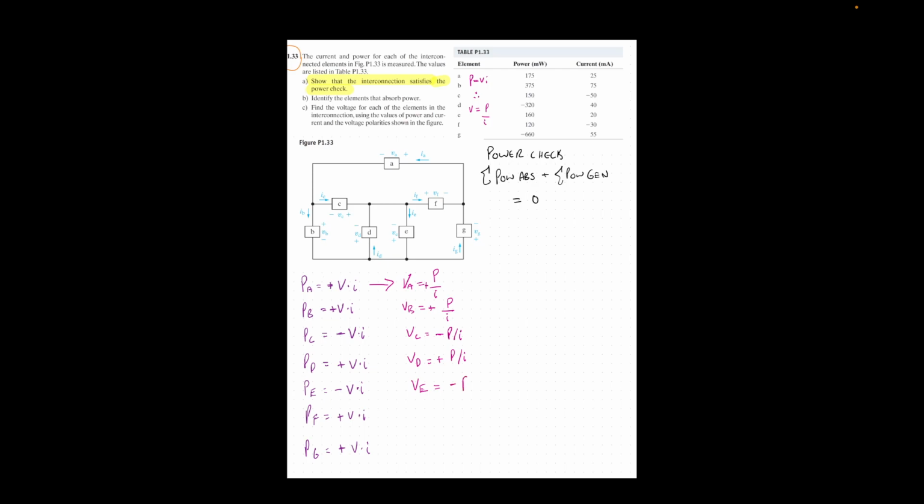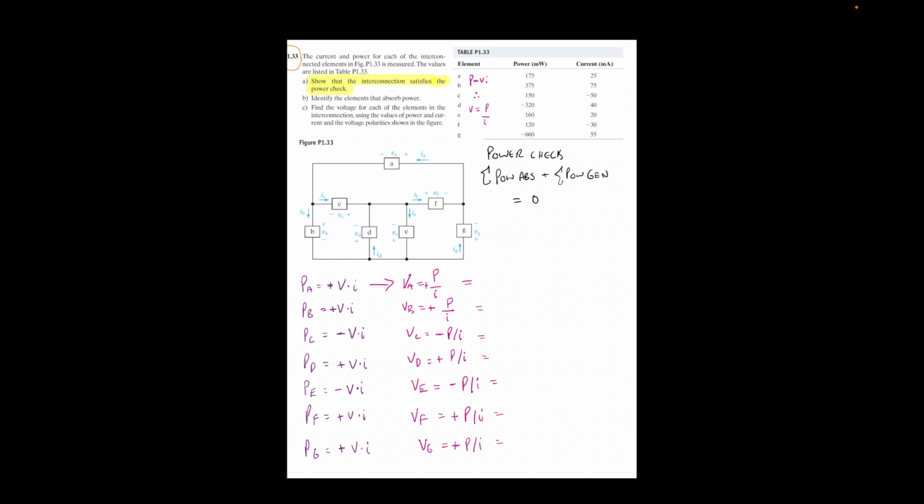It's going to be negative P divided by I. My VF will equal positive P divided by I. And my VG will equal positive P over I. So let's go ahead and substitute these values.